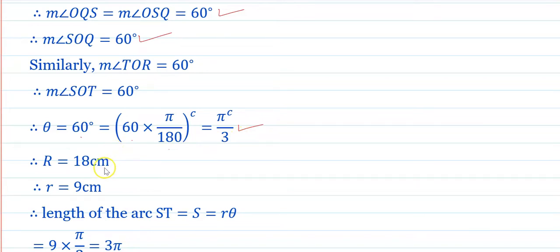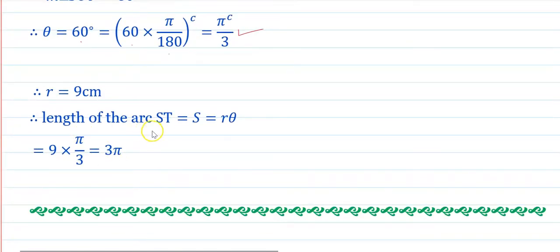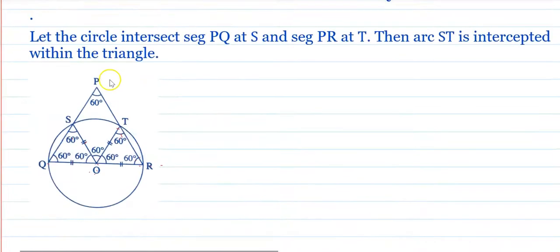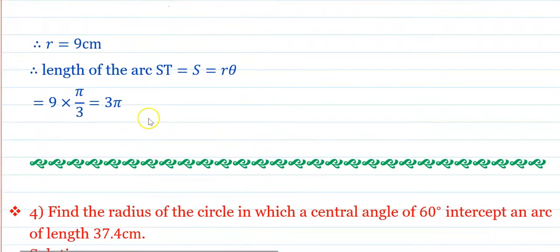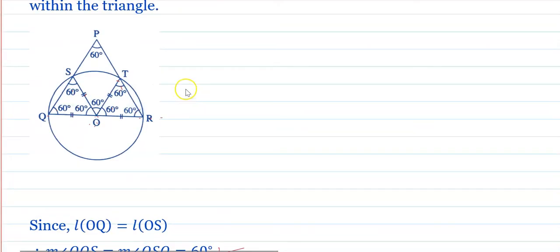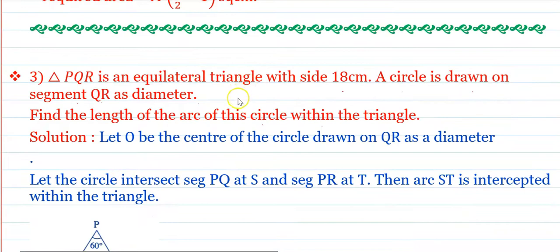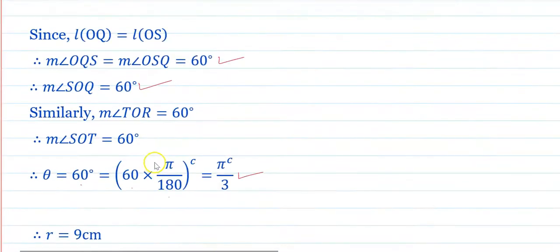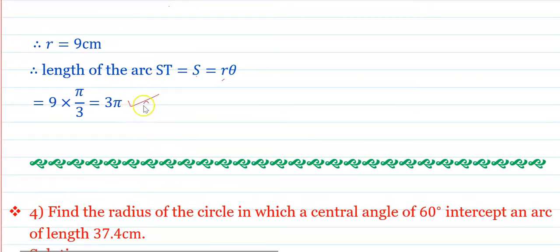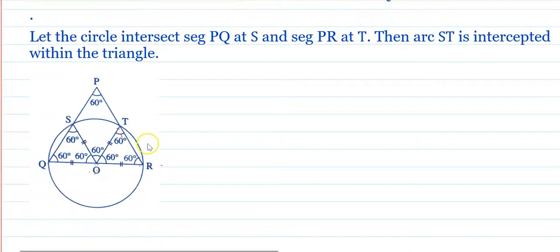The radius of the circle r is equal to 9 centimeter. Therefore, the length of arc ST is s equal to r theta. r is 9 and theta is pi by 3. If you simplify, then you will get 3 pi. That is the length of arc ST. It is within the triangle, and hence the length of that arc is 3 pi centimeter. Okay.